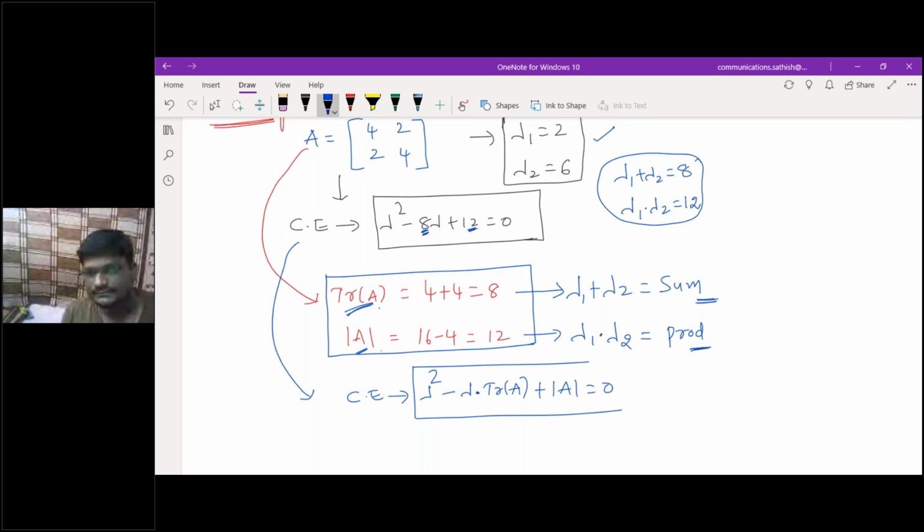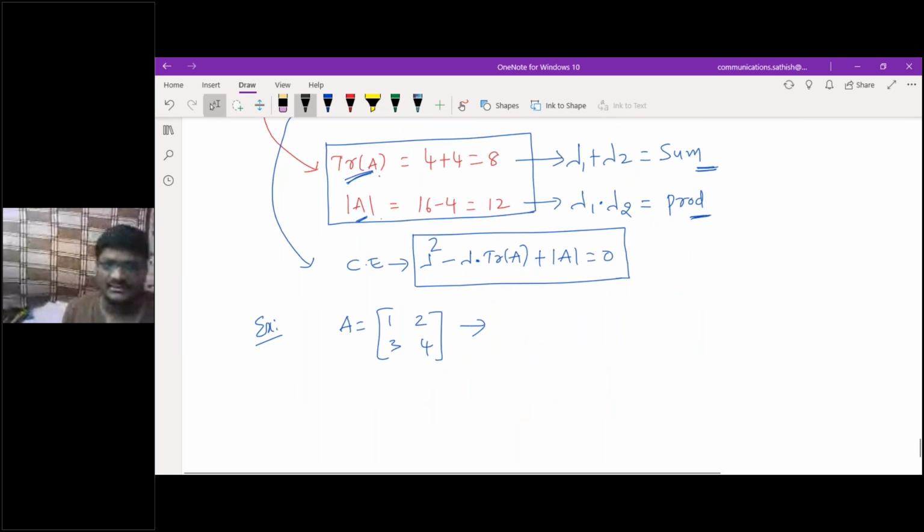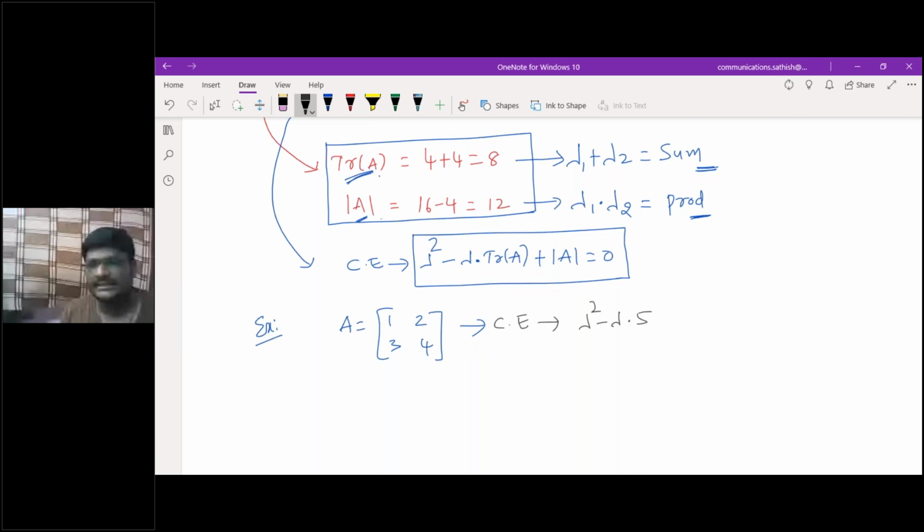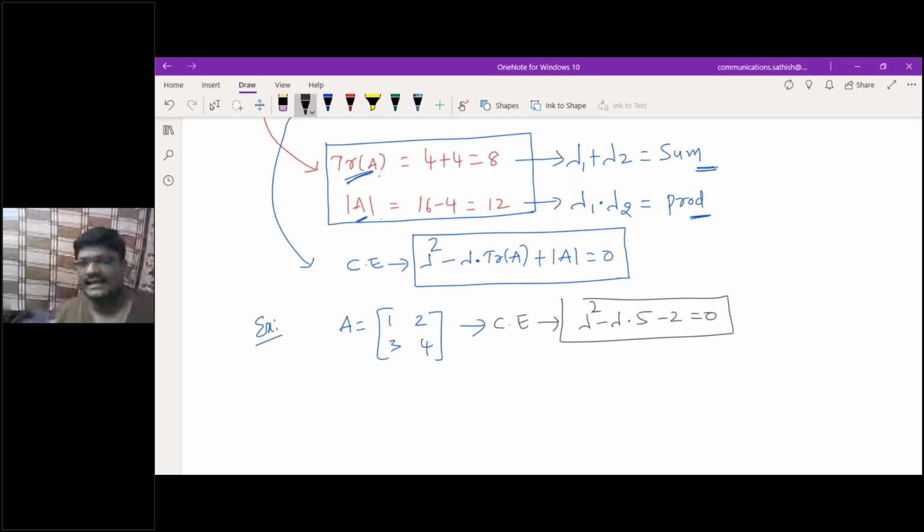Suppose I give an example: let the matrix A be 1, 2, 3, 4. Can you give me the characteristic equation quickly for this? Lambda square minus lambda into trace, which is 5. Next, the determinant is 4 minus 6, which is minus 2, equal to 0. Directly I can tell the answer for this characteristic equation. Once I get the characteristic equation, I can find the roots, and those roots I call the eigenvalues. Yes or no?